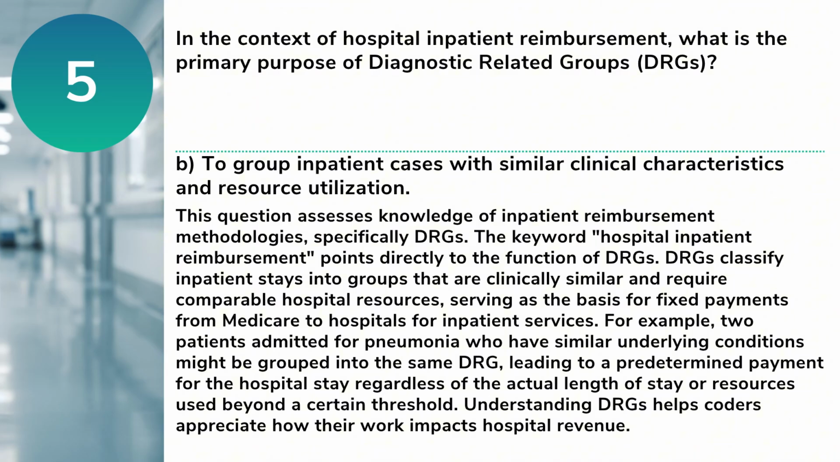For example, two patients admitted for pneumonia who have similar underlying conditions might be grouped into the same DRG, leading to a predetermined payment for the hospital stay regardless of the actual length of stay or resources used beyond a certain threshold. Understanding DRGs helps coders appreciate how their work impacts hospital revenue.